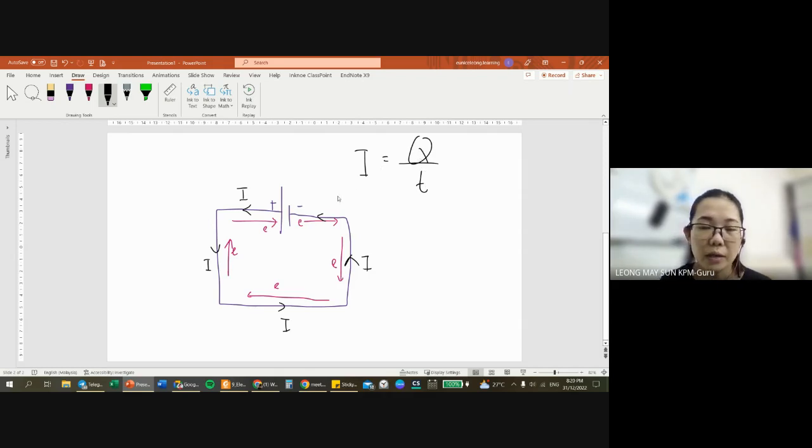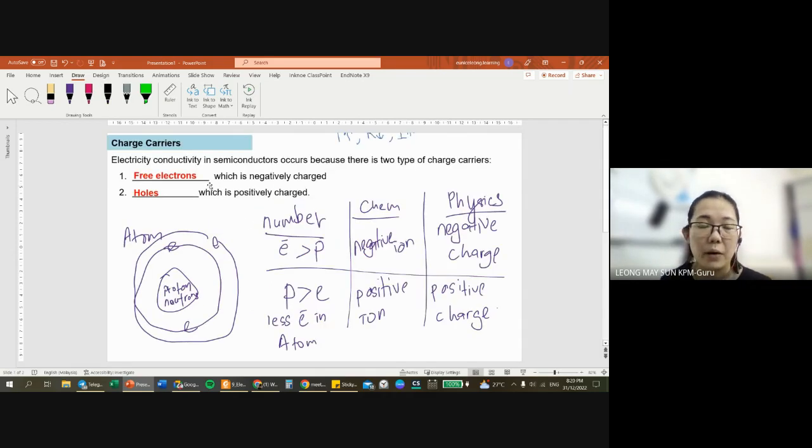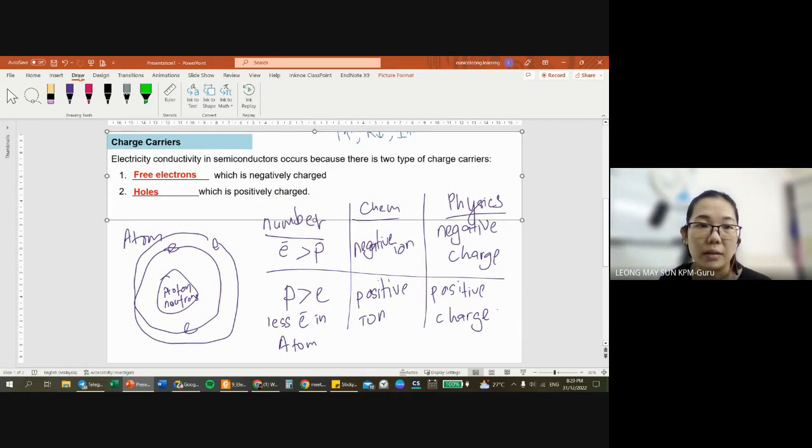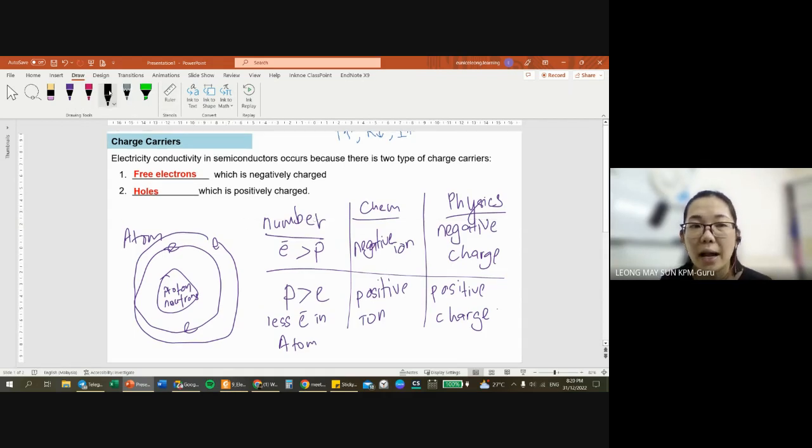Students always have the concept that it's the electron that's flowing in the circuit. But do take note, electron conductivity in semiconductors occurs because there are two types of charge carrier, which means there are two types of carriers allowing current to flow. The first charge carrier is negatively charged, and they are free electrons, the conventional electrons that we are talking about. And the positive charge is actually holes, not protons, but holes.